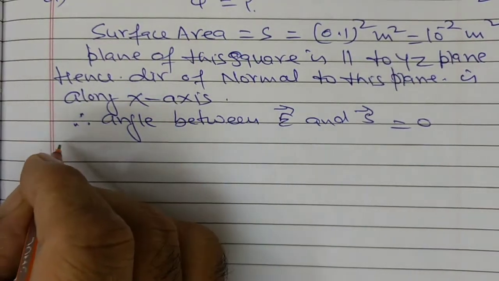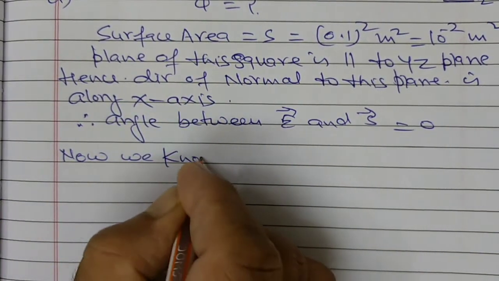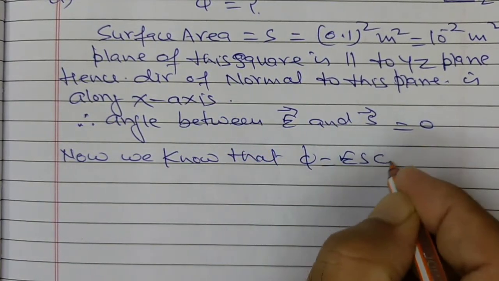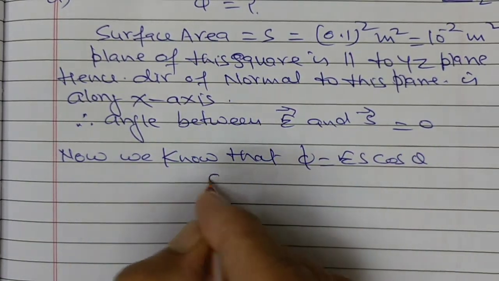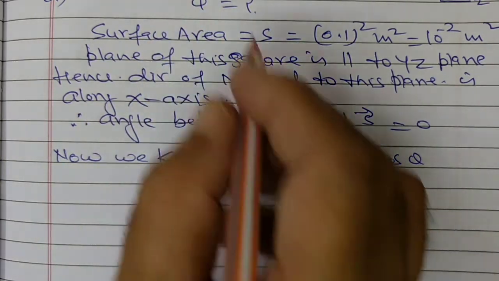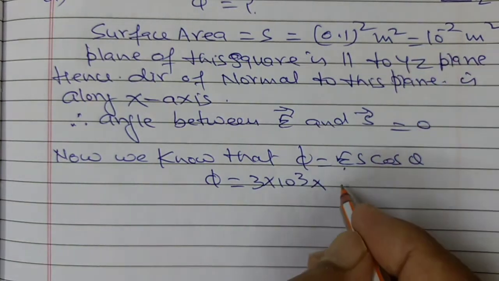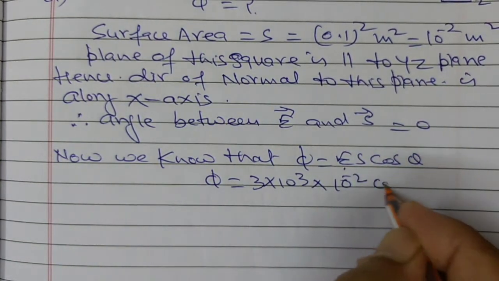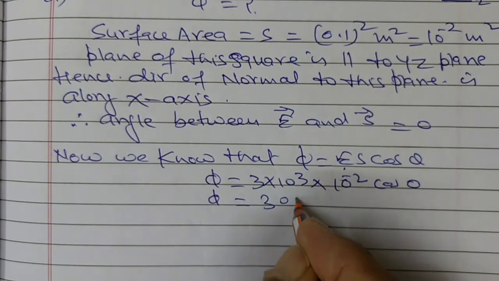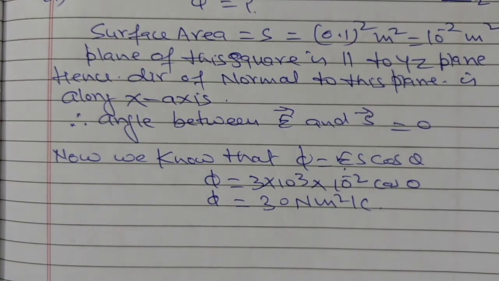Now we know that flux phi is equal to E into S into cos theta. Therefore, on putting the values, this magnitude of E is 3 into 10 to the power 3, and this area is 10 to the power minus 2, and angle is 0. Therefore, on solving, this is 30 Newton meter square per Coulomb. This is the electric flux.